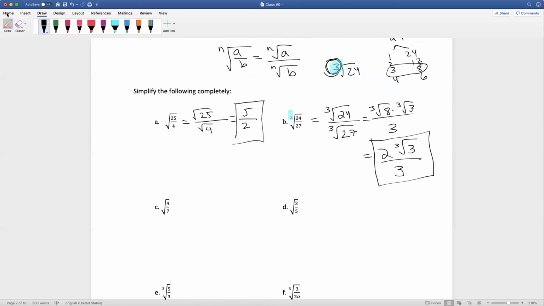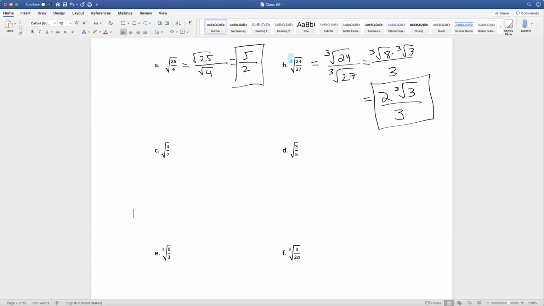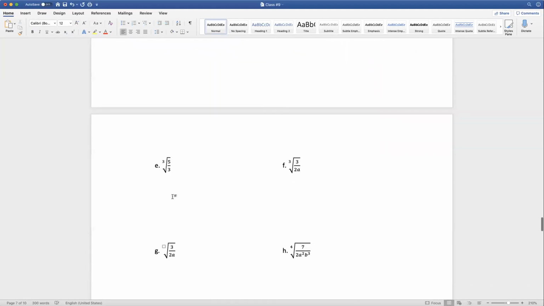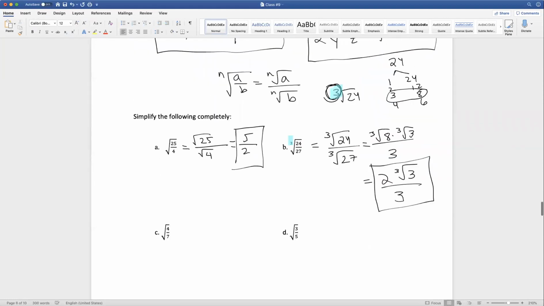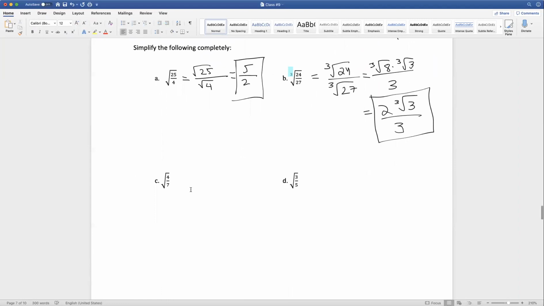Okay, let's take a look at part C. The square root of 4/7. Exactly the same thing we did before, we're going to do here. So we're going to call that the square root of 4/7. That's the same thing as saying the square root of 4 over the square root of 7.